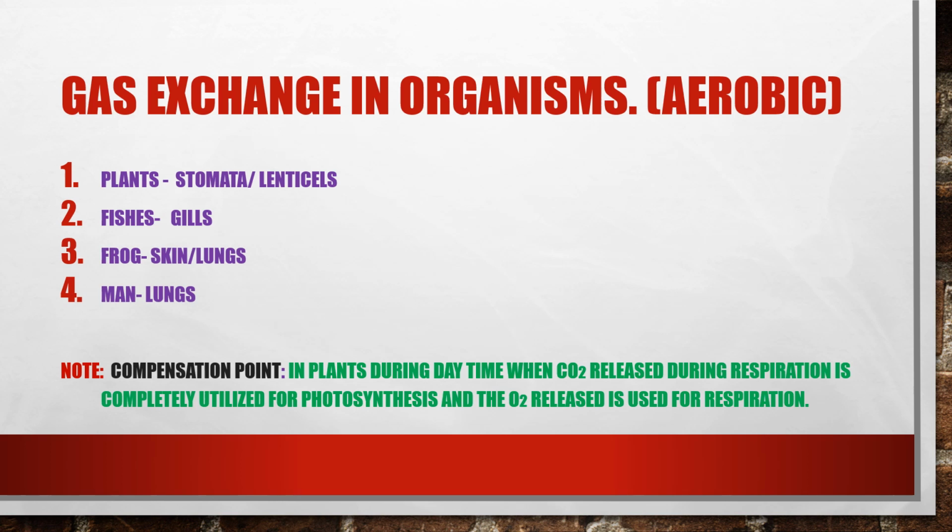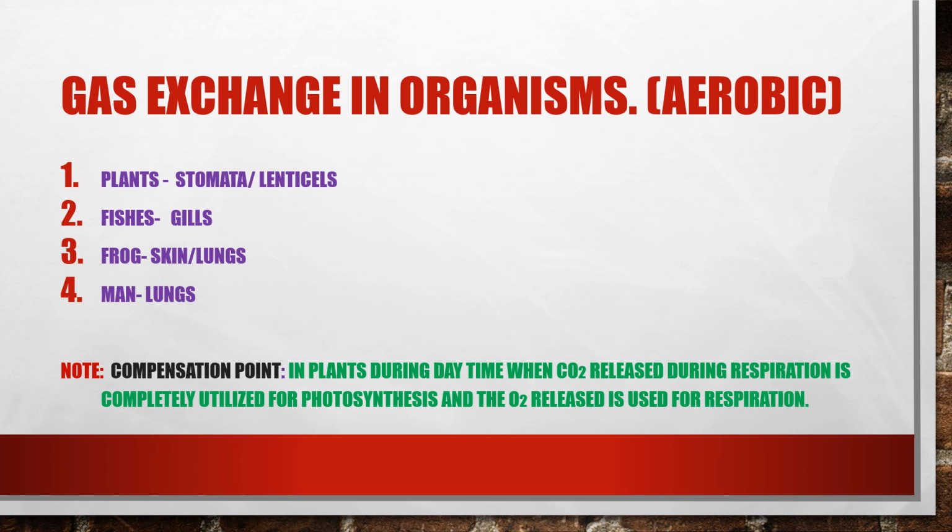Look at the type of gas exchange in organisms. In plants, the exchange of gas takes place through stomata or lenticels. In fishes, it takes place through gills. In frogs, skin or lungs. In man, lungs.